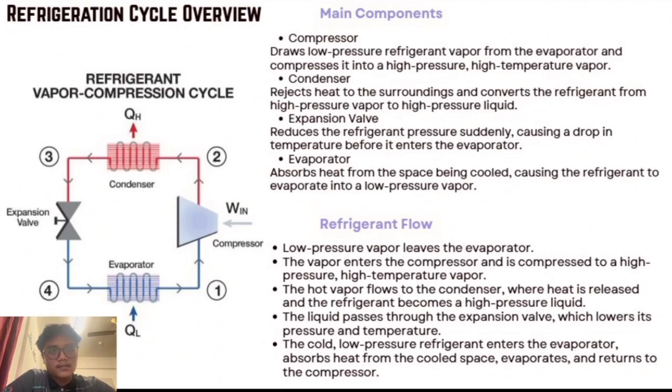First, a compressor. It draws low pressure refrigerant vapor from the evaporator and compresses it into high temperature vapor. Next is the condenser. It rejects heat to the surroundings and converts the refrigerant from high pressure vapor to high pressure liquid. Next is the expansion valve. It reduces the refrigerant pressure suddenly, causing a drop in temperature before it enters the evaporator. And lastly is the evaporator. It absorbs heat from the space being cooled, causing the refrigerant to evaporate into a low pressure vapor.